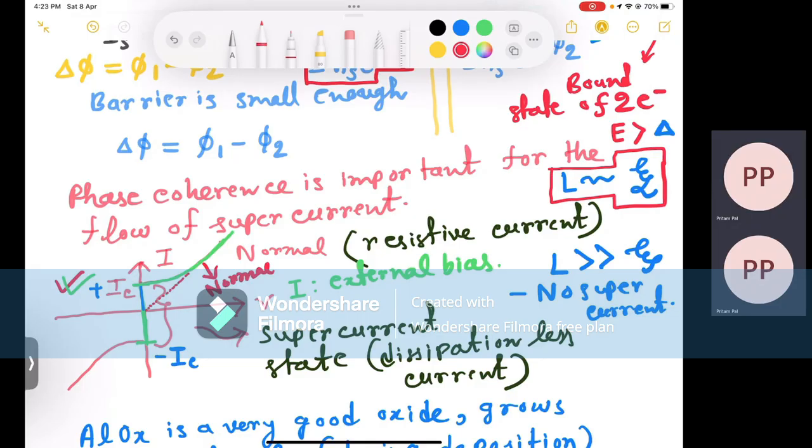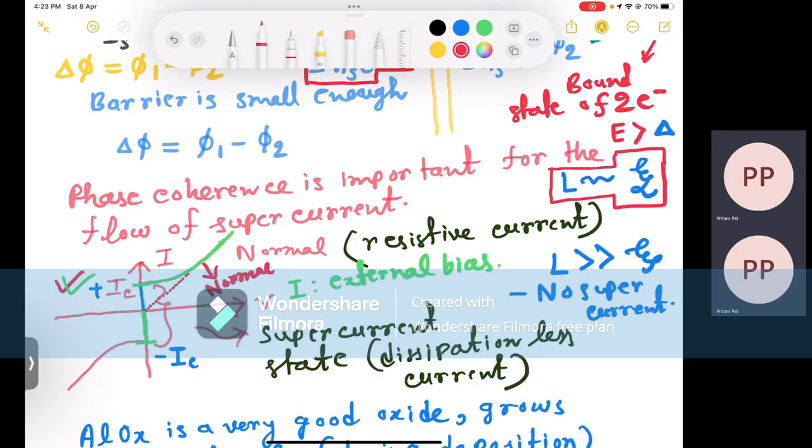This is not internal. I is something we apply from the outside, like connecting the whole thing via a battery. You are applying some external bias and driving the current through the system, and characterizing how the current inside the system is changing and how the voltage is getting developed. Based on that, we have the IV characteristics.